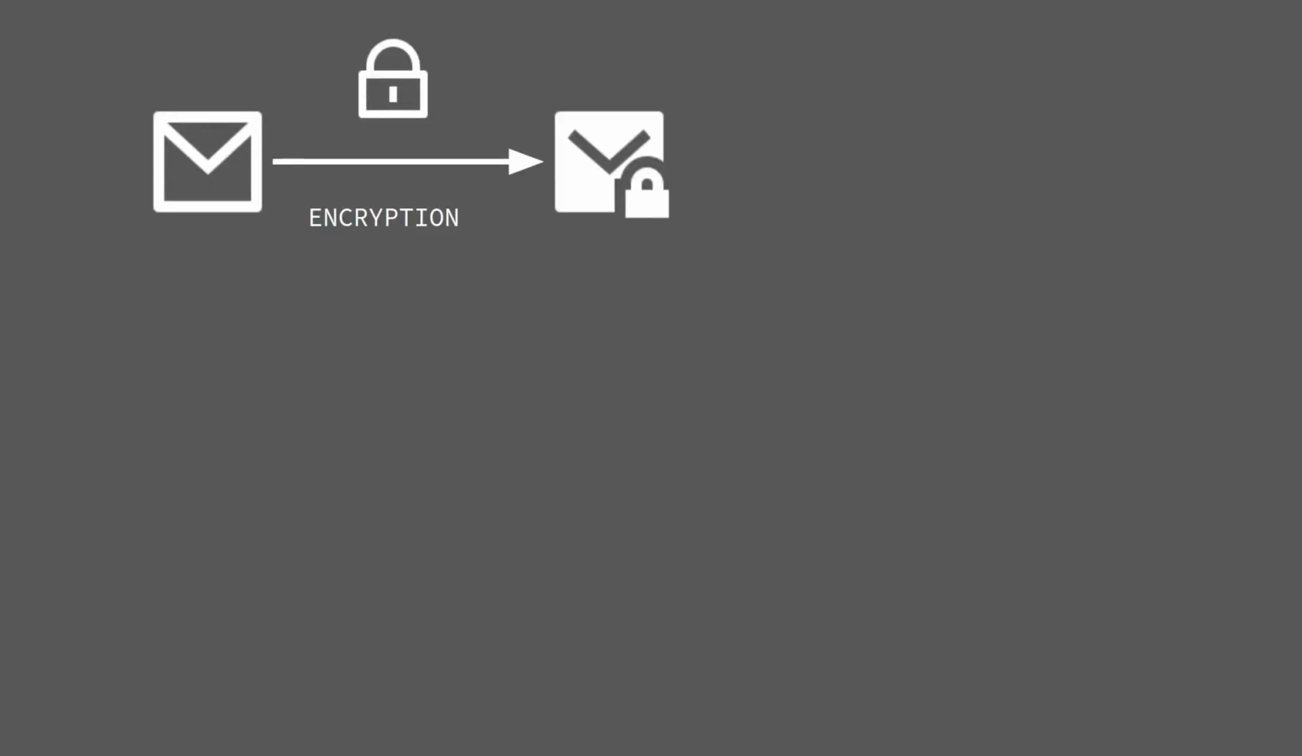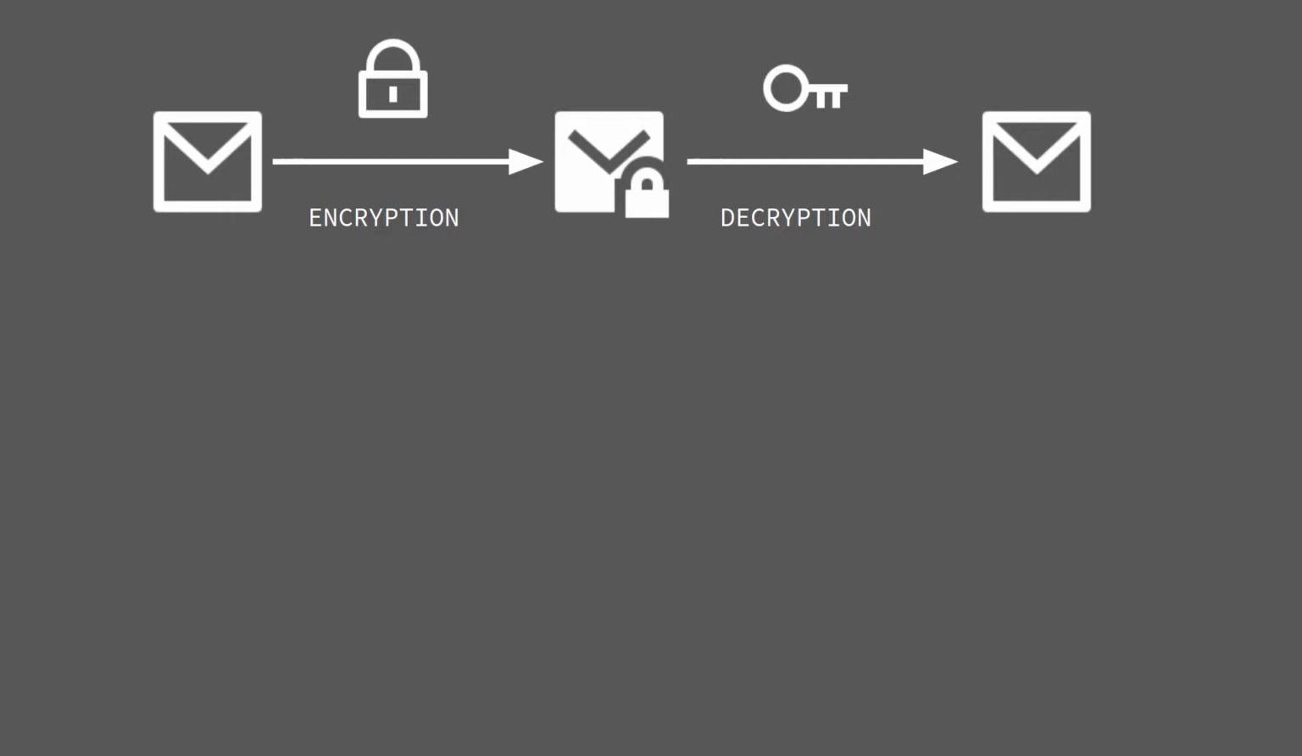Imagine you want to send a letter to your friend. So you do not want anyone else to read it. So what you do, you encrypt the letter. And by encrypting I mean, imagine putting a lock on it. And only your friend owns the key to this lock. So he or she can decrypt it and get back your original letter. So this is what I mean when I say encryption.